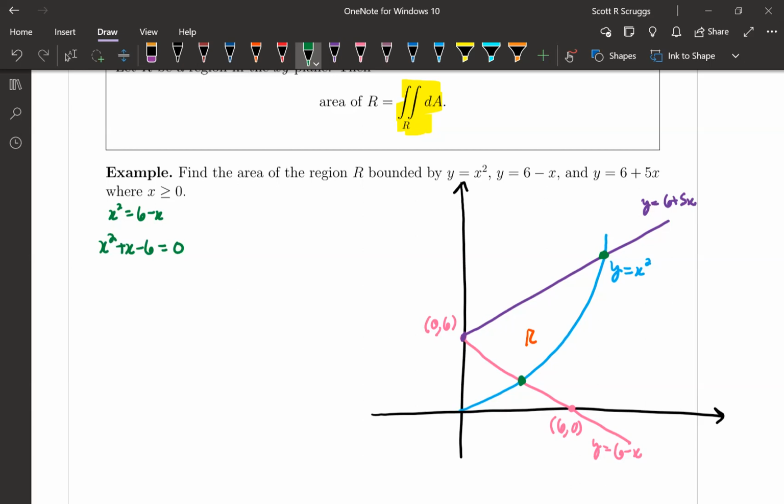1 times negative 6, I can rewrite that as positive 3 minus 2, because 3 minus 2 gives me a 1, which is my coefficient in the middle. Multiplied together, that gives me negative 6. So my quadratic can be factored to x plus 3 and x minus 2 equal to 0. So from this, I'm going to have two solutions. It'll be at x equals negative 3 and x equals positive 2.